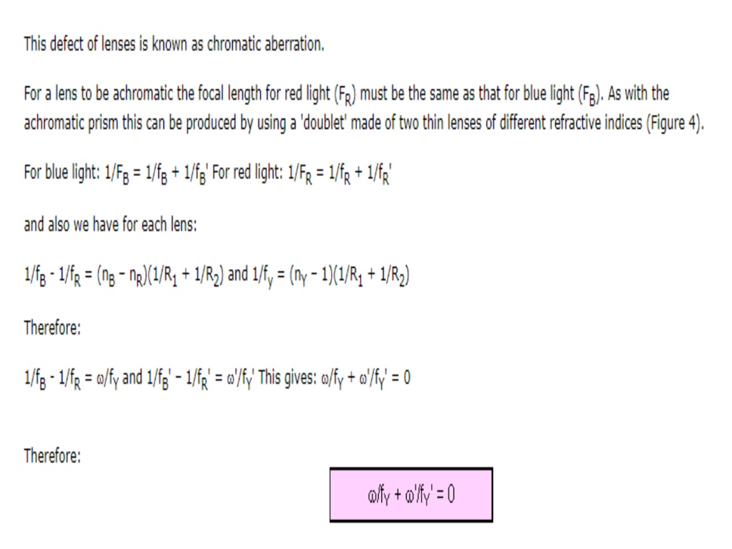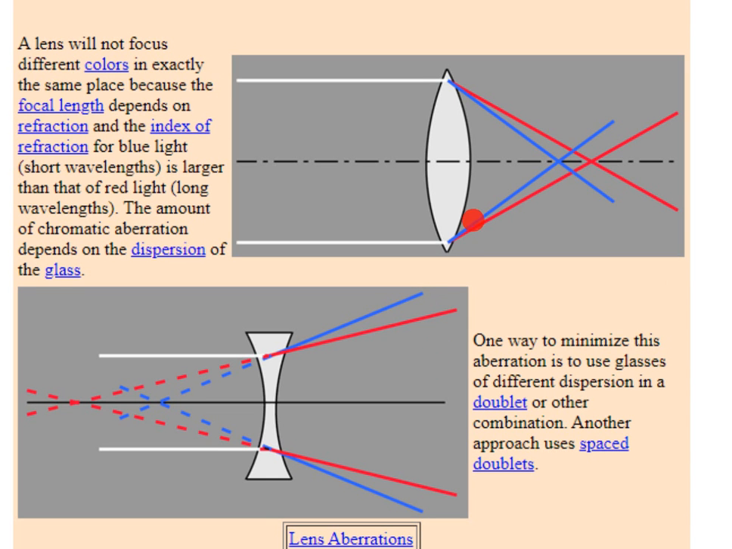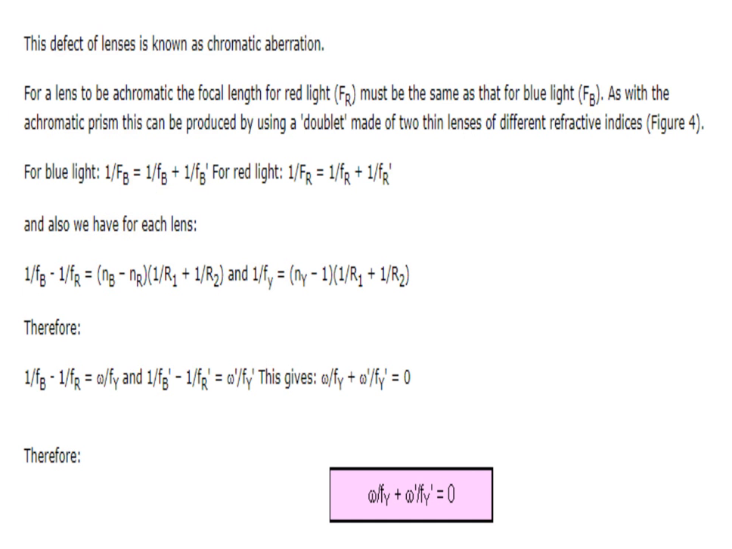In this diagram, we have seen that there are different focal lengths, that means different focal points, for red light and also for blue light. So FR must be the same as FB. Then there will be no chromatic aberration.